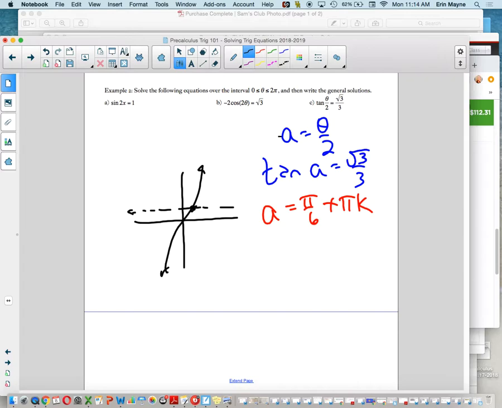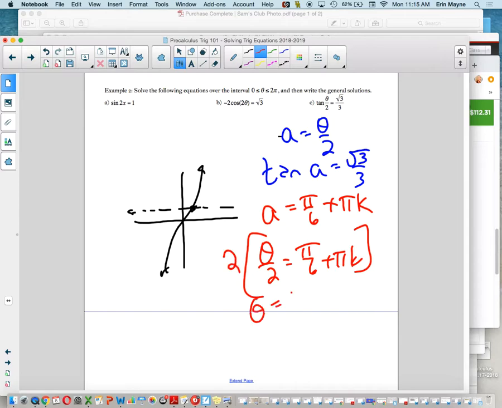What do I now need to do? Someone else. Well, yes, I'm going to multiply by 2, but that's because, and I'm going to use this phrase, I substitute back in. I substitute theta over 2 back in for A, and what do I do to both sides? You heard him. What did he say? So this is theta equals pi over 3 plus 2 pi k.